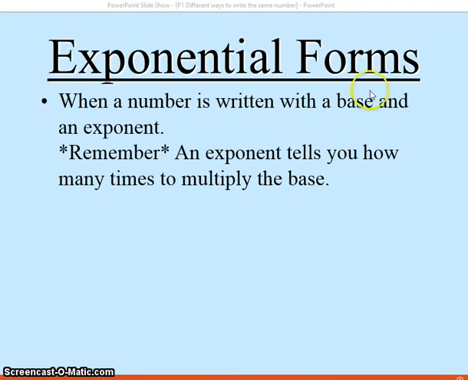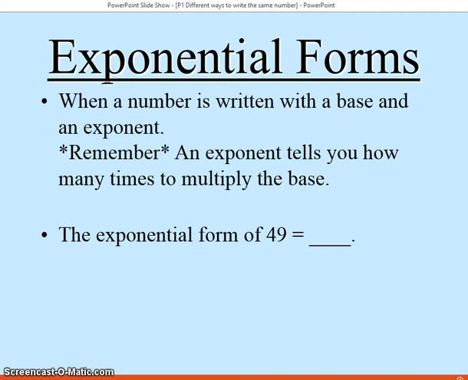Exponential notation, exponential form, is when you write a number with a base and an exponent. Remember, an exponent tells you how many times to multiply the base. So let's think about the number 49. What is its exponential form? What number could we multiply by itself to get 49? Well, I know that 7 times 7 is 49, so we would have to multiply 7 how many times? Twice. So 49 is the same as 7 squared.